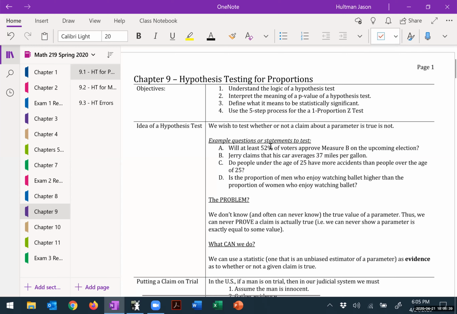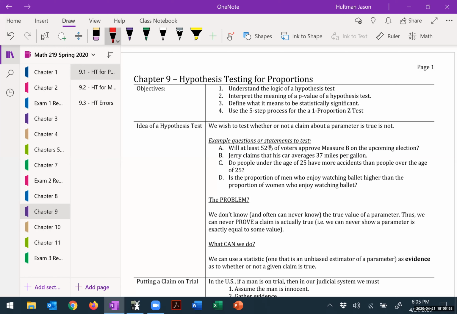Okay, so let's jump into chapter 9 here. Hypothesis testing. For hypothesis testing, we want to understand the logic of a hypothesis test. We're going to set up what a hypothesis test is today, what it means, and what conclusions we can draw. It's basically a comparison of what we think is true to what our sample says, and whether our sample lines up with what we thought was true or not.